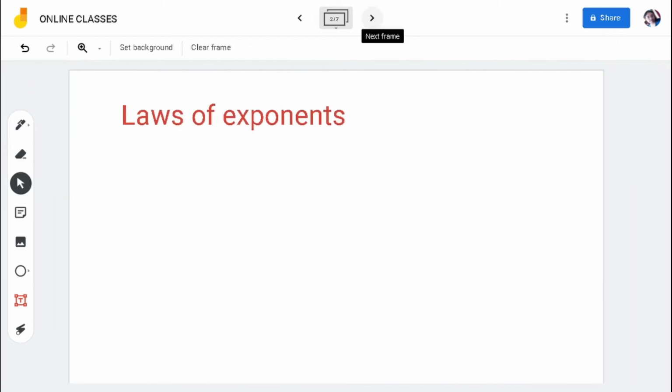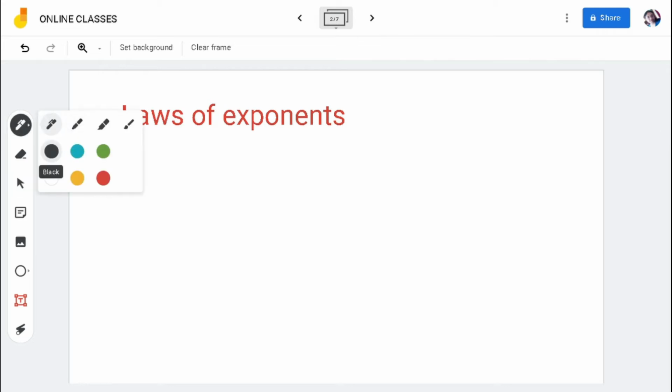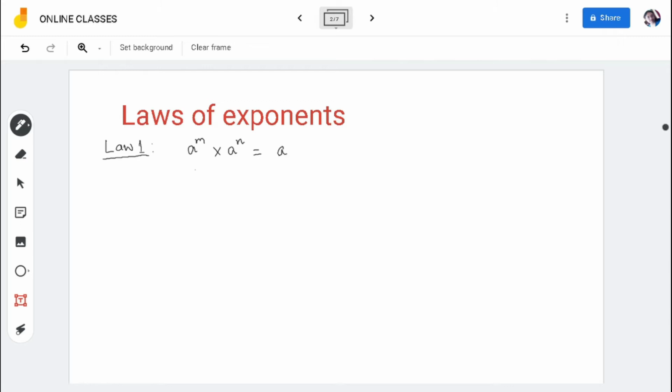So our first law, law number 1. According to this law, we can write a to the power m into a to the power n is equals to a to the power m plus n. So let me explain what does it mean.